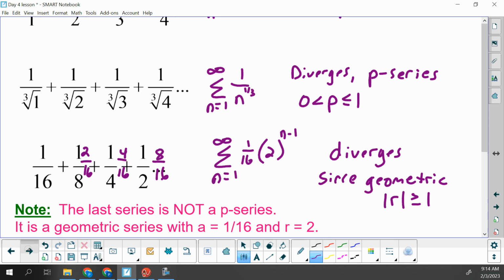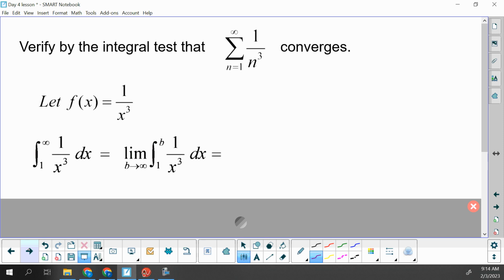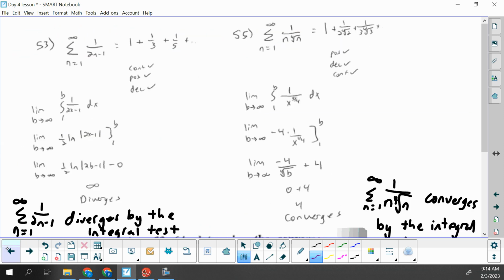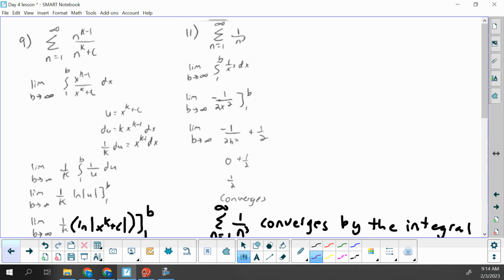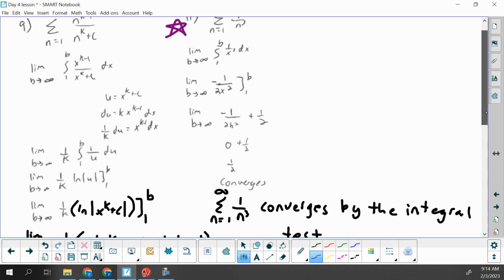Now the bottom one here, it says verify by the integral test that this converges. If we flip back, I feel like we might have looked at that one on the homework. Here it is right here. Number 11 was that on the homework. So let's just look at this.